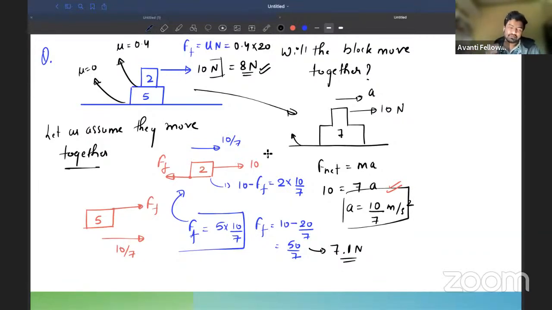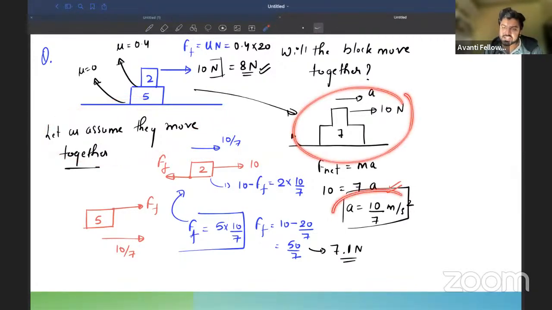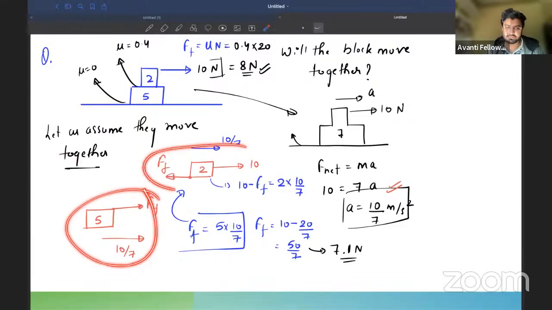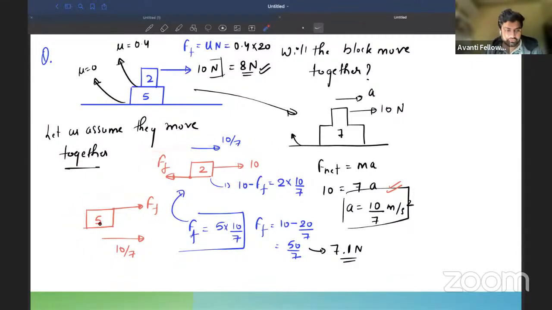So for finding if the blocks move together or not, we have to assume that they are moving together. So first of all, we have assumed that they move together. If they move together, what is their acceleration? Their acceleration came out to be 10 by 7. अगर उनका acceleration 10 by 7 है, that means each block should have acceleration of 10 by 7. So we'll check. So I have made FBD, free body diagrams for both the blocks. I have found the net force on each block. So on 5 kg block, the net force was only due to friction force that is applied from the 2 kg block. नीचे तो friction है नहीं, right?